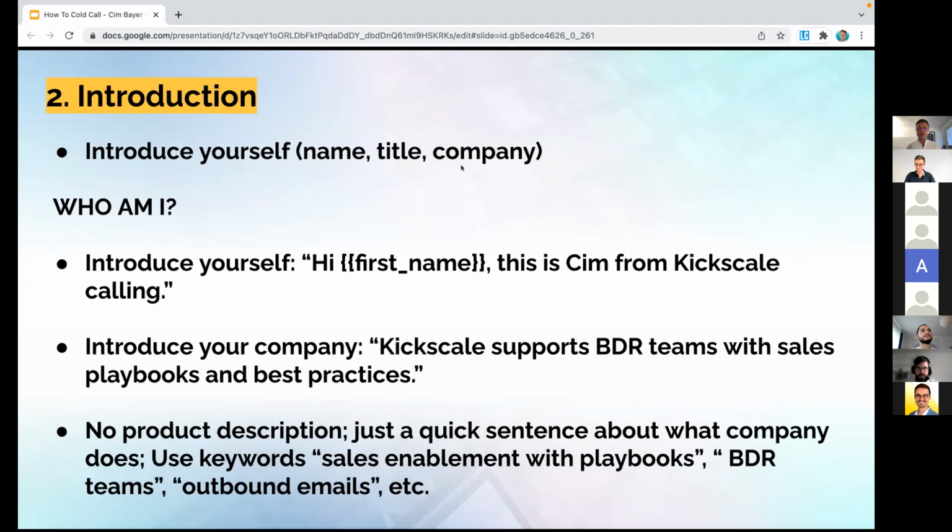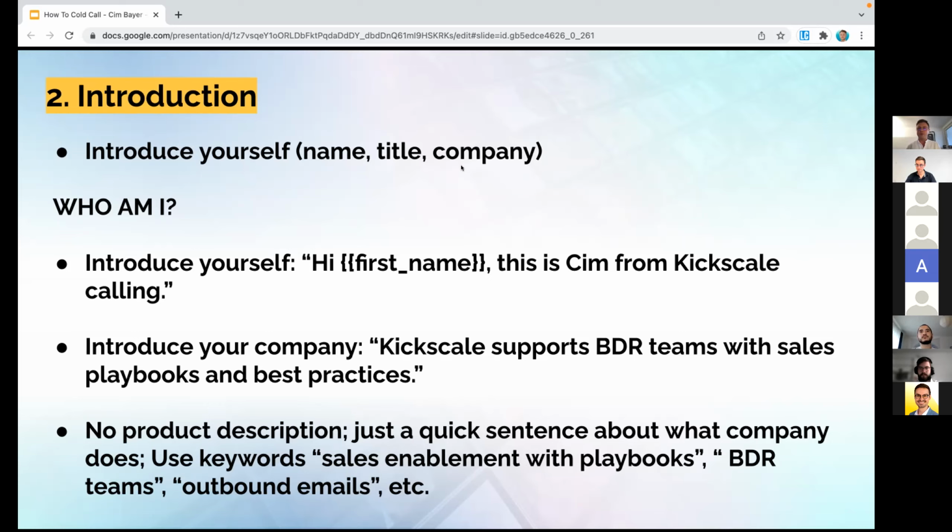And here, it's really, really important not to pitch. So don't give away the whole product description and feature dropping or whatever. You just should give him a quick taste of what your company is about. And here is also a good point to mention some keywords which would resonate with the person. So if this person is a BDR leader, I would definitely throw in keywords like sales enablement with playbooks, outbound emails, cold calling, whatever resonates with the person you're talking to.